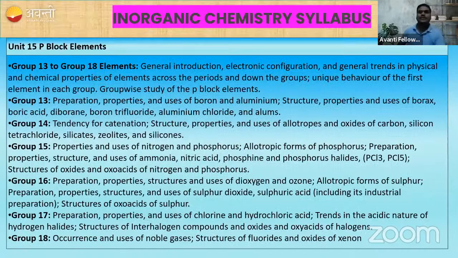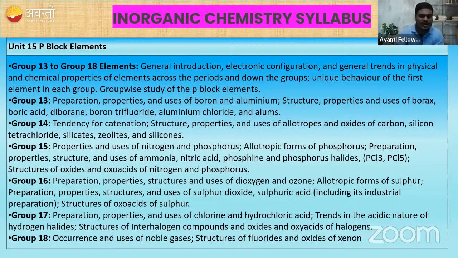Done? Now, the next in inorganic chemistry is the P block element. The P block in the periodic table runs from group 13 to group 18. So in total we have 6 groups of P block elements. In group 13, we are going to study the properties, preparation and uses of the boron family. In group 14, we have the carbon family. So we are going to study carbon, silicon and their compounds.